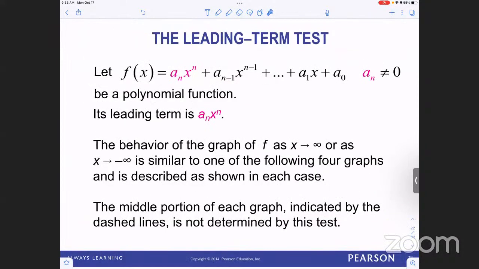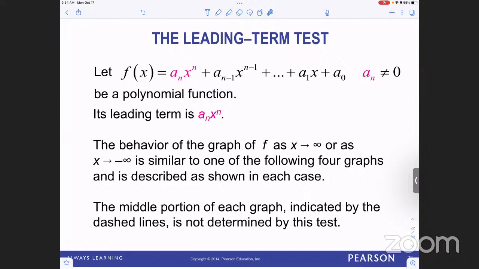Okay. So that brings us to what's called the leading term test, right? This is basically an extension of those 4 cases for the power functions. So let f of x be some polynomial function. The leading term is here, and the leading coefficient is not 0. The behavior of the graph as x goes to positive infinity or negative infinity, in other words, to the far right or the far left, is similar to one of the 4 graphs and is described as shown in each case. The middle portion of each graph indicated by the dashed lines is not determined by this test. So this is the leading term test. This tells us about the long-term behavior of these polynomials.